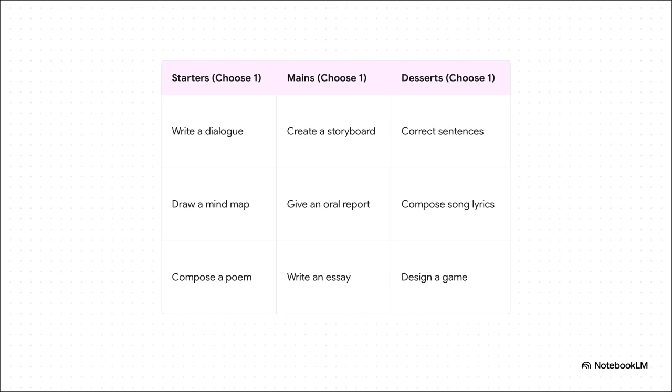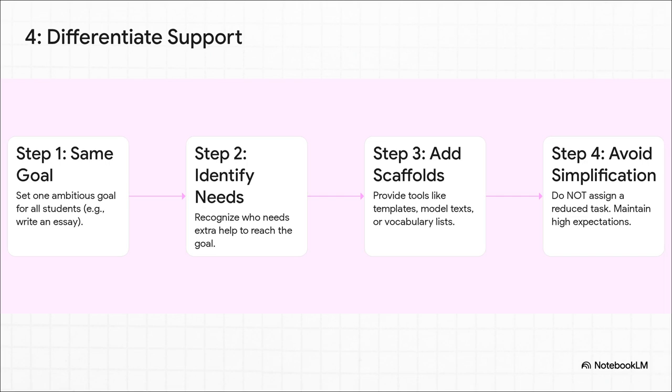Okay, our third area is the product. This is all about how students show you what they know. So instead of just a final exam, why not give them a menu of options? This learning menu idea is just fantastic. Students get to pick one starter, one main, and one dessert. It lets them lean into their strengths, whether that's writing a poem, creating a cool storyboard, or even designing their own game.